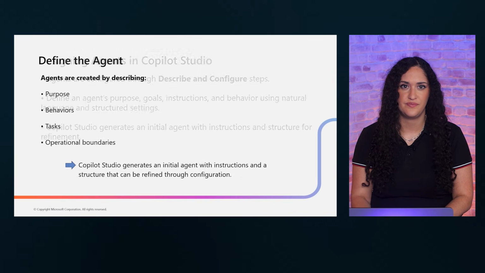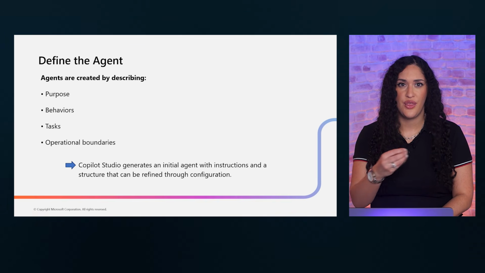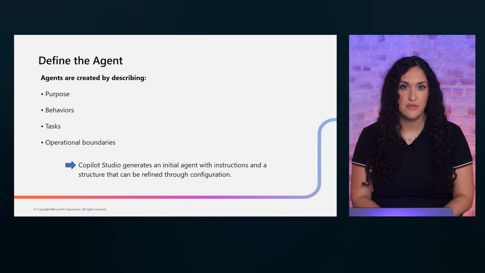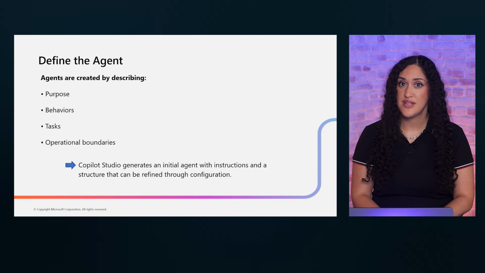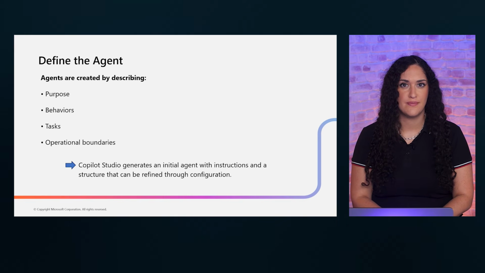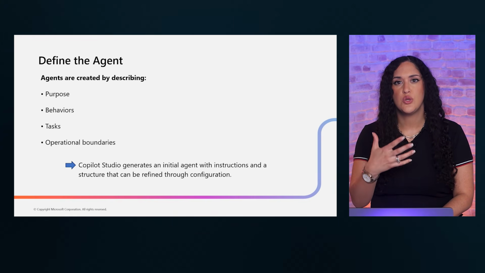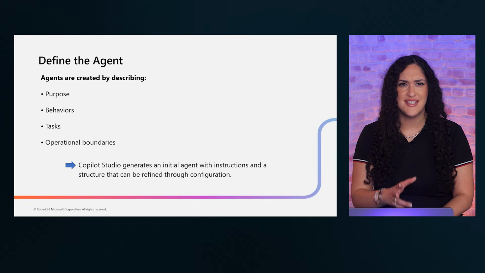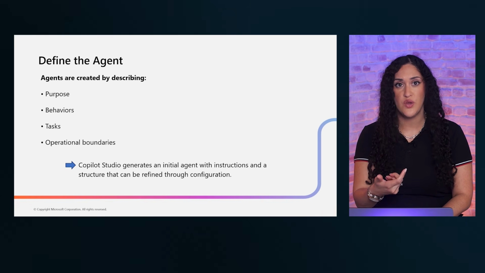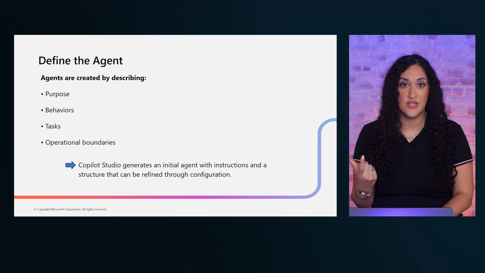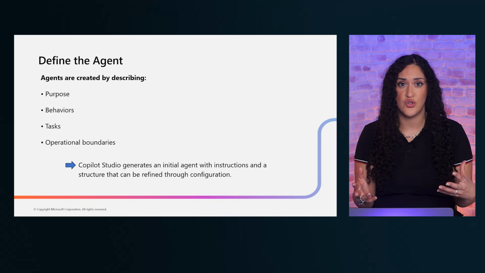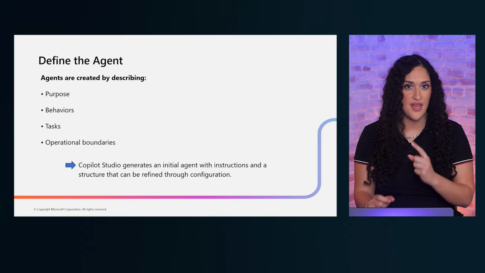final design. When defining your agent, think about 4 key dimensions. What is its purpose? What specific problem does it solve? What behaviors should it exhibit? What tasks should it perform? And what are its operational boundaries, the things it shouldn't do? Copilot Studio takes this definition and generates an initial structure for you to refine. So being precise in this step saves significant rework later. A vague purpose leads to an agent that tries to do everything and that does not do well. A clear, focused definition leads to an agent that delivers real value from day one.